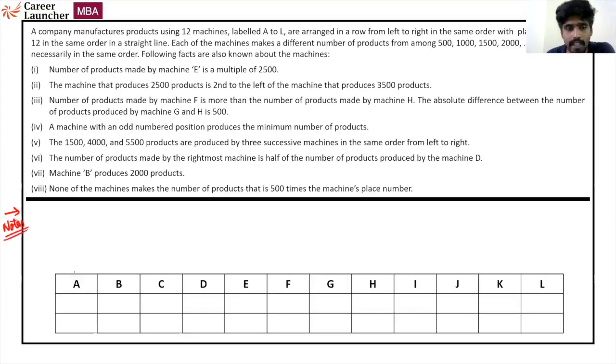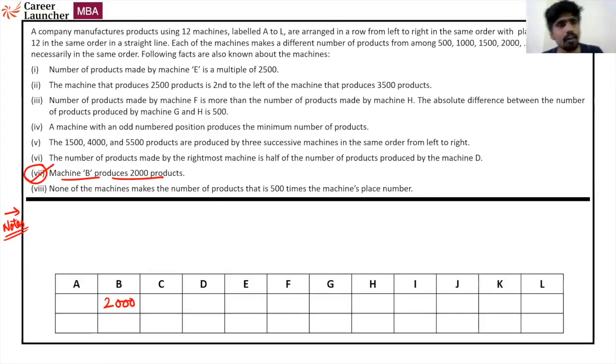If there is anything that I cannot directly put into my table, I'm going to take down notes in this area. So always in a question of data arrangement, look at a point that gives you maximum information, a definite piece of information that you can directly put into the table. To my mind, that point is point 7 over here. Machine B produces 2000 products. This is sacrosanct. This is definitely not going to change. I have completely used point 7.